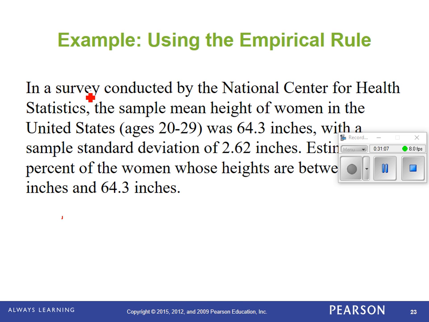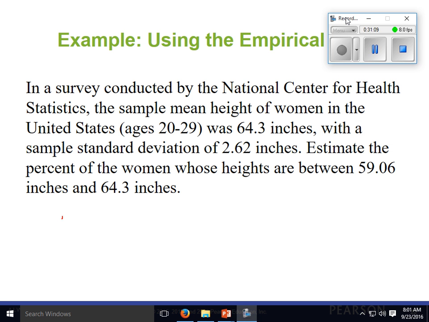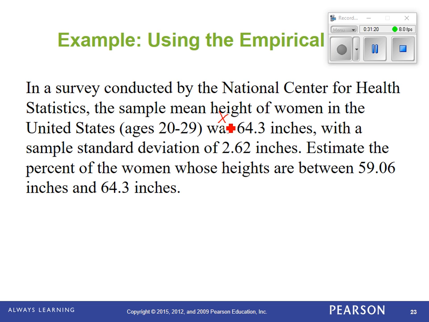All right, in a survey conducted by the National Center of Health Statistics, the sample mean height of women in the United States ages 20 to 29 was 64.3. So that's our X bar. Sample standard deviation was about 2.62 inches. So standard deviation, that's our S. Estimate the percent of women whose heights are between 59.06 and 64.3.